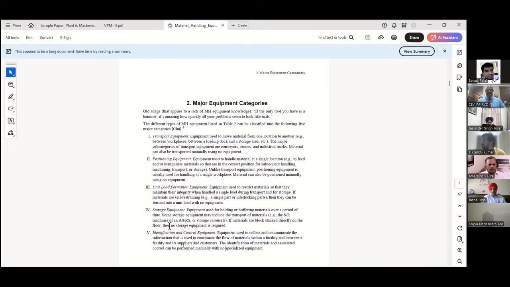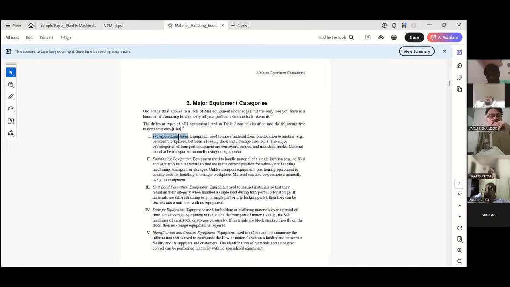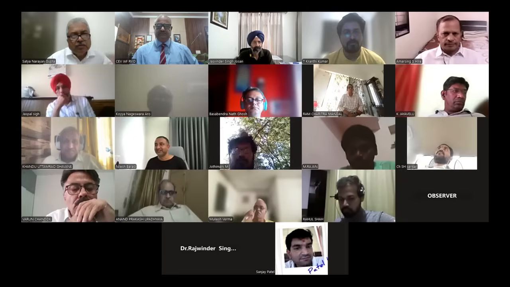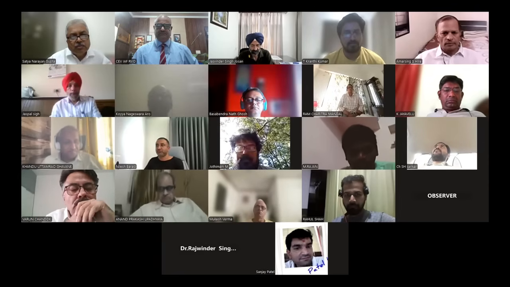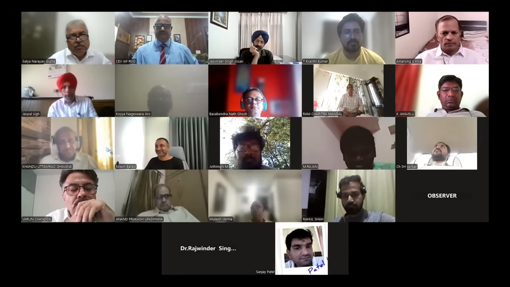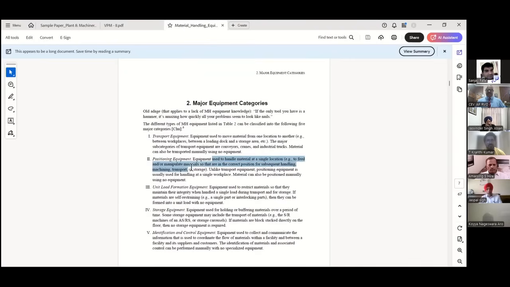Major equipment categories: transport equipment, which is used to move material from one location to another location. Positioning equipment, which is used to handle material at a single location or multiple locations to change its current position. Unit load formation equipment, used to restrict materials so that they maintain their integrity when handled as a single load during transportation or for storage.